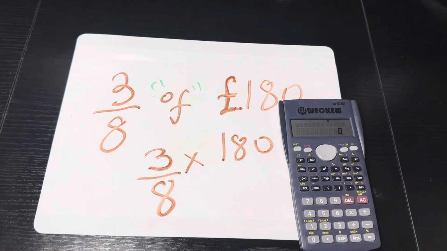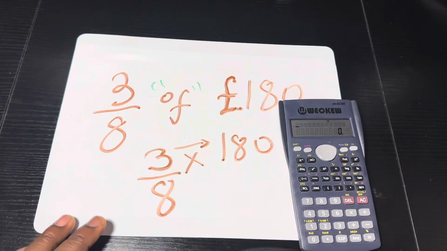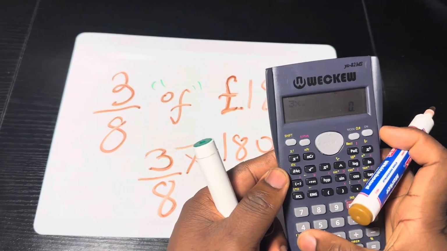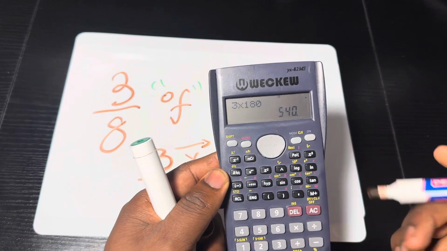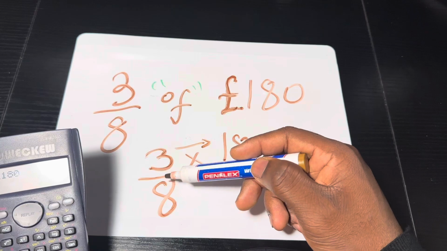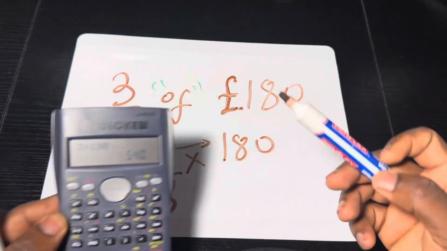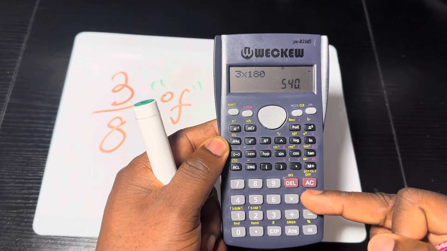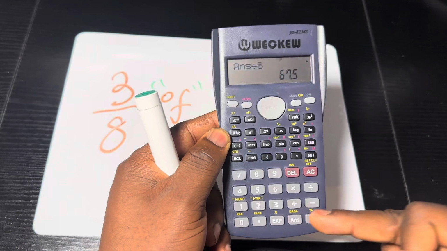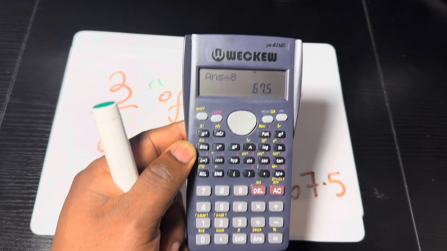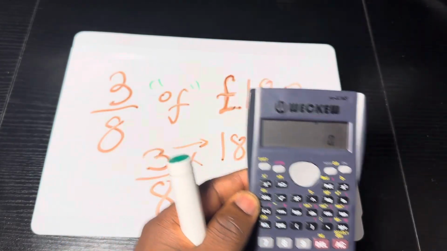This is our calculator. We have two ways to do this. You can just straight on multiply 3 and 180 on the calculator. So 3 times 180, and then whatever you get, you divide by 8. Remember I said a fraction can be expressed as division, so the top divided by the down. That gives us 540 on the calculator, and then you divide that by 8. And that gives you 67.5.